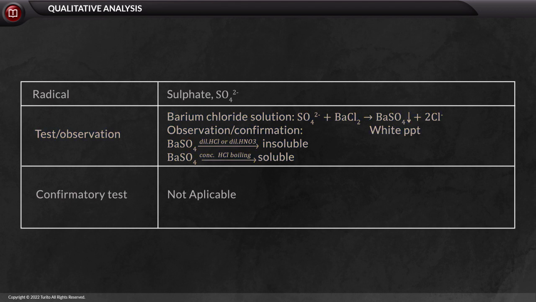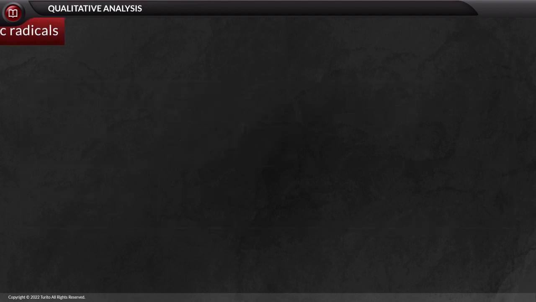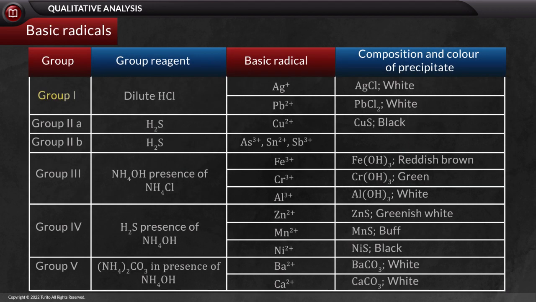After acidic radicals, next we need to learn about the basic radicals. The group 1 reagent is dilute HCl. That of 2A and B is hydrogen sulfide. For group 3 ions, it is ammonium hydroxide and ammonium chloride. For fourth group, it is H2S in the presence of NH4OH. Next is the group 5 reagent, which is ammonium carbonate in ammonium hydroxide solution. While for the sixth group it is ion specific.